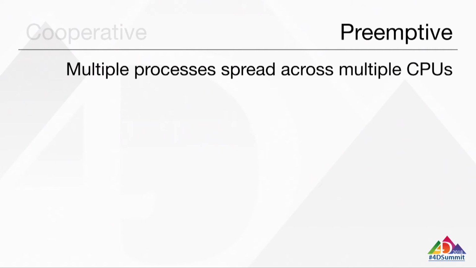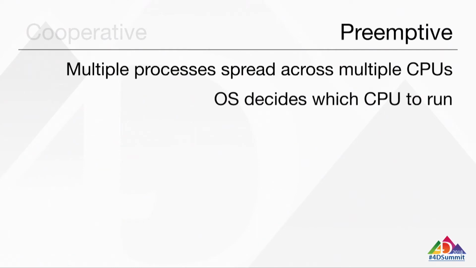Now, on the other hand, we have a preemptive process. Preemptive process basically allows each process to run in its own CPU. That is, if you have multiple processes, each one of them could be running simultaneously in its own CPU space. And the OS helps to decide which CPU is available to run your process. You don't really have to think about it. This is handled internally.